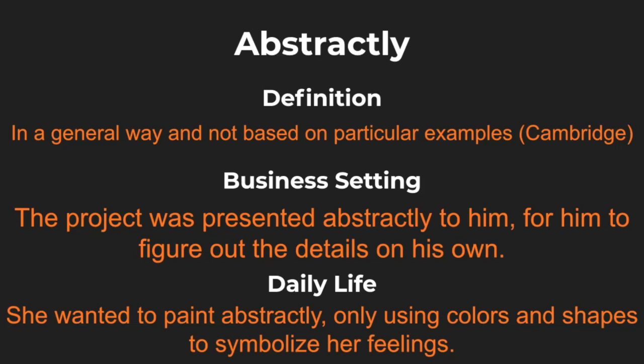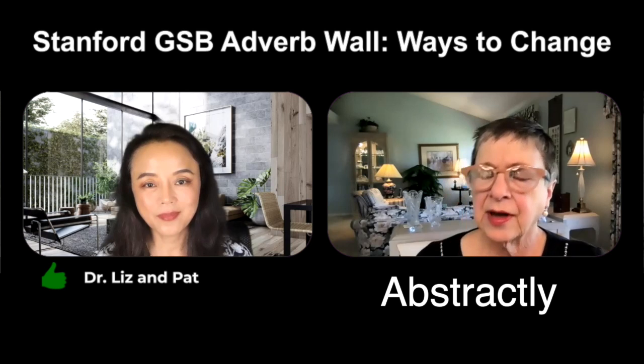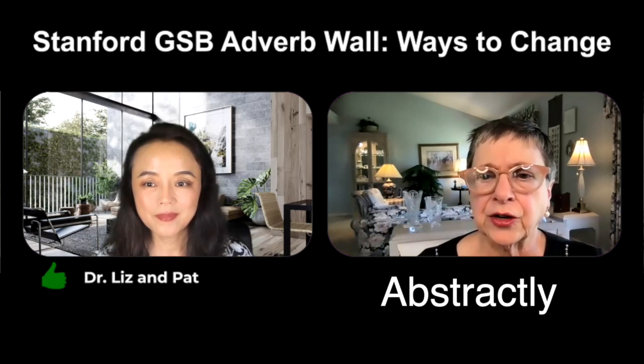Abstractly: definition, in a general way and not based on particular examples. And this is from the Cambridge Dictionary. I'm not going to read each of the dictionaries, but they're in there if you want to look.